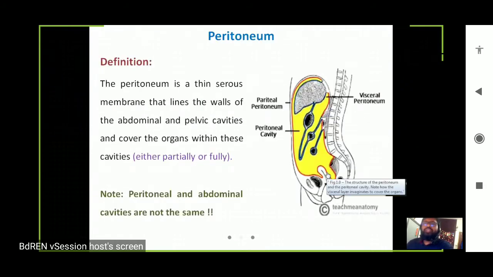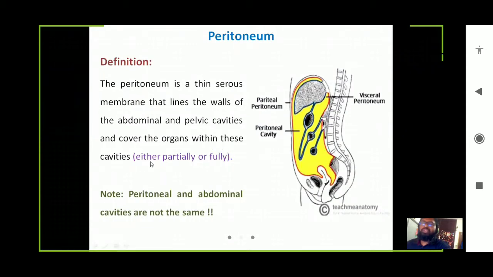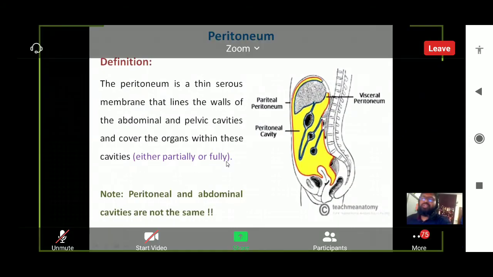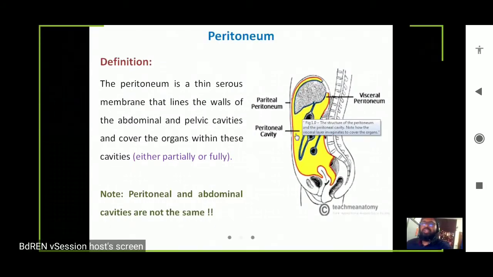By definition, it is a thin serous membrane that lines the walls of the abdominal and pelvic cavities and covers the organs within these cavities, either partially or fully. This is the abdominal cavity and this is the pelvic cavity, and they are lined by this red one, the peritoneum. If it is fully covering, then it is intraperitoneal, or if partially covering, retroperitoneal. I'll tell you. That's why they have said either partially or fully.